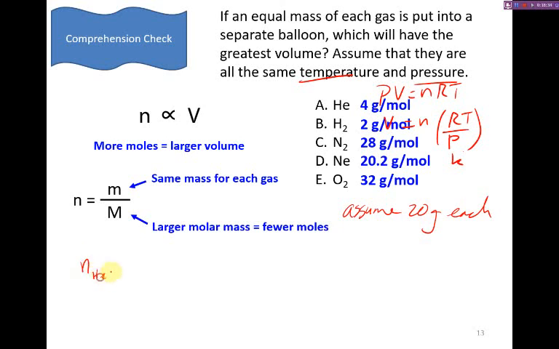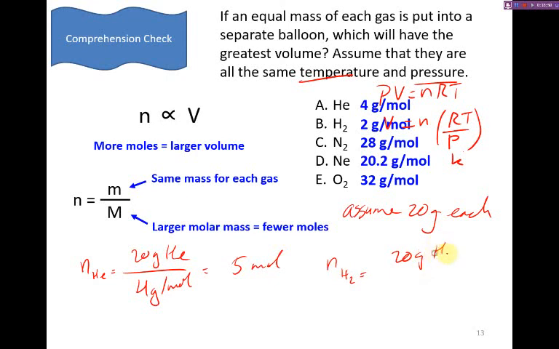The moles of helium is going to be equal to 20 grams of helium over the molar mass. That's going to be equal to 5 moles. If we looked at the moles of hydrogen, that's going to be 20 grams of hydrogen over 2 grams per mole, and that's equal to 10 moles. And again, because they're at the same temperature and pressure, the higher number of moles leads to the higher volume.